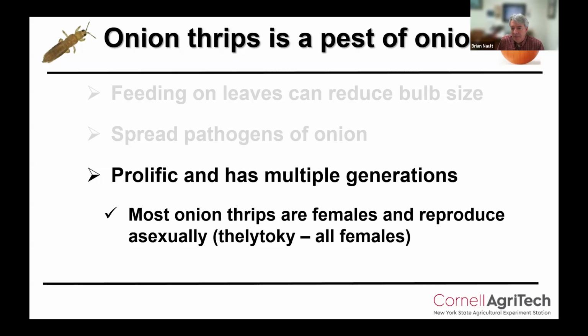And then also, if you think about it, if there's a mutation in a thrips that allows it to become resistant to an insecticide, guess what? It doesn't need to find a male that also has that gene for resistance to mate and then to be able to produce more resistant individuals. It can just lay a bunch of resistant eggs. So that's a pretty big deal.